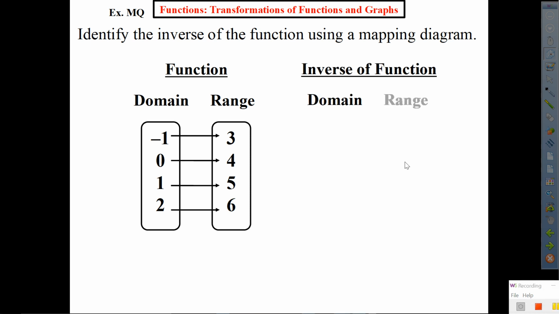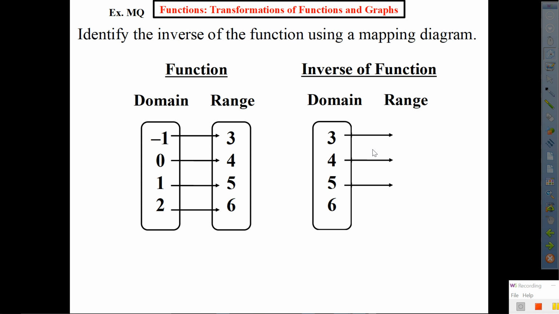Carlos, what is the domain of the inverse? 3, 4, 5, and 6. Hands if you got that. All right. So that means for our range, what will we write, Pamela? Yeah, -1, 0, 1, and 2. All right. So from 1 to 5, how comfortable are you with these? 5, 5, 5, 5, 5. Yes.